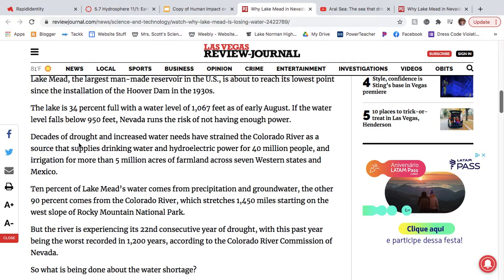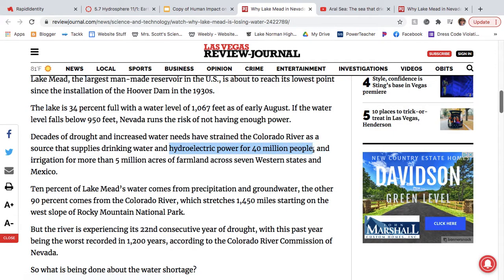Now, why is that a problem? You're like, oh, well, if we run out of water, you can't drink any water, Miss Summers. That's a fine and dandy problem, don't get me wrong. But Lake Mead is also providing hydroelectric power for 40 million people. And as we see here, if the water level falls below 950 feet, Nevada, one of the states that primarily uses Lake Mead, runs the risk of running out of drinking water, which is a big problem, but also of not having enough electricity. Because of that, you get things like rolling blackouts, which is a major problem.